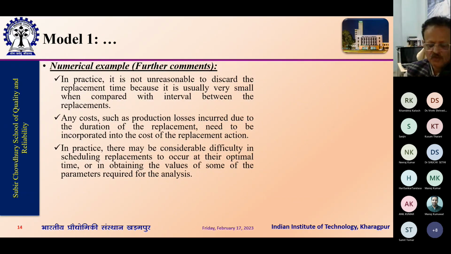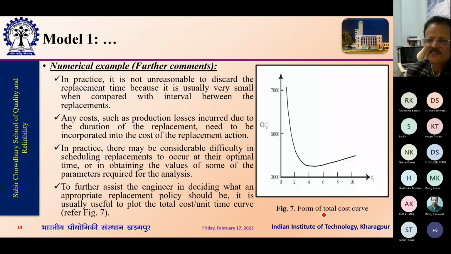Besides, you find out an optimal time, say 1 month. There may be considerable difficulty in scheduling replacement to occur at the optimal time. It may be possible that the production is on and one cannot stop. So what is to be done? One can draw this kind of curve of what the total cost is if the replacement is done at various times. Most often you will find a shallow curve at the bottom.